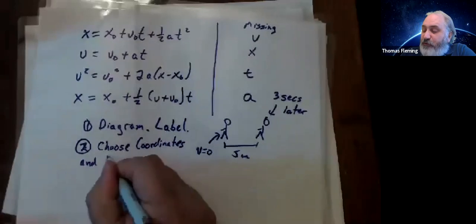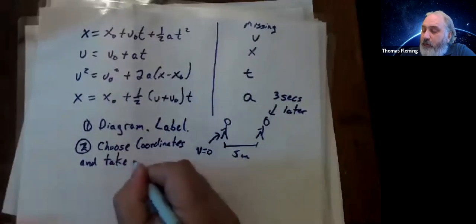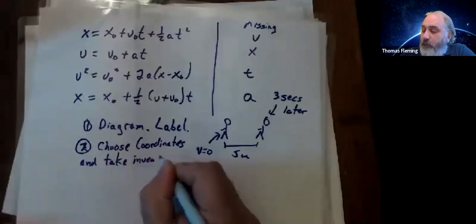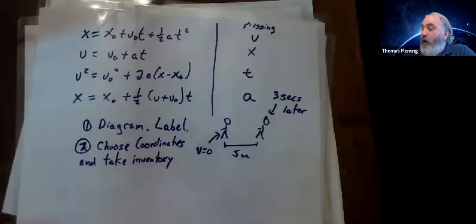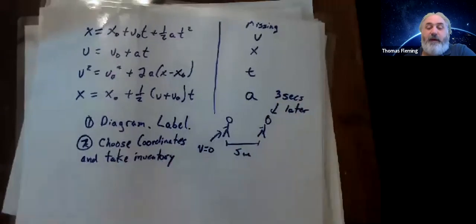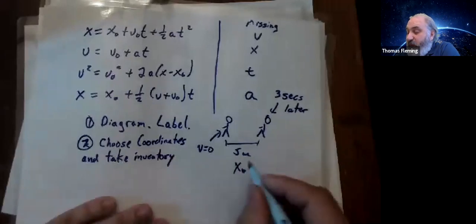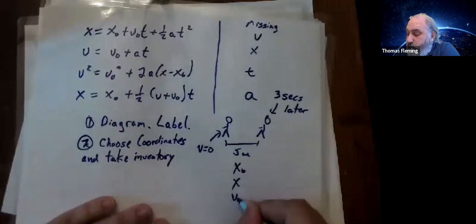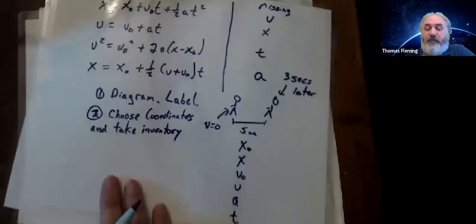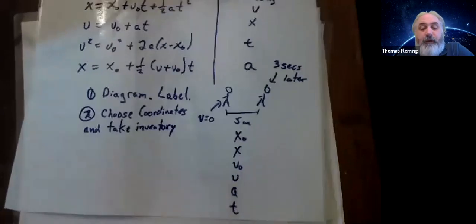And take inventory of all the information that I've amassed. Right? And the thing is, in a chapter 2 problem, there's only 6 things in that inventory. I usually just make a list. There's my 6 things. And of those 6 things, which of those do I know and which ones do I not know?